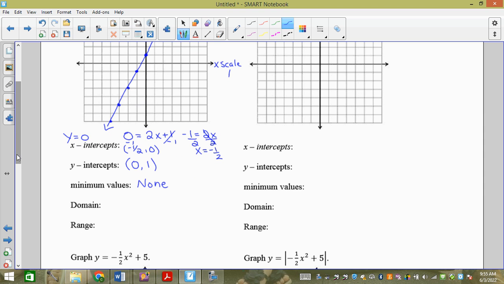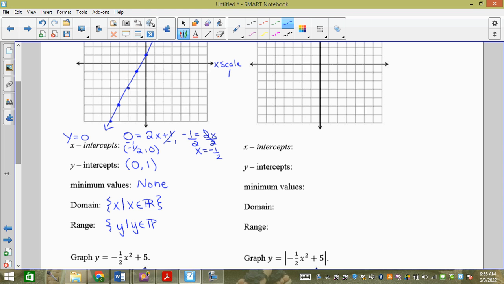What's the domain of a function that does this? x element of the reals. And what's the range of a function that does this? Range, y. So we have the set of x such that x is an element of the reals, and then the set of y such that y is an element of the reals.